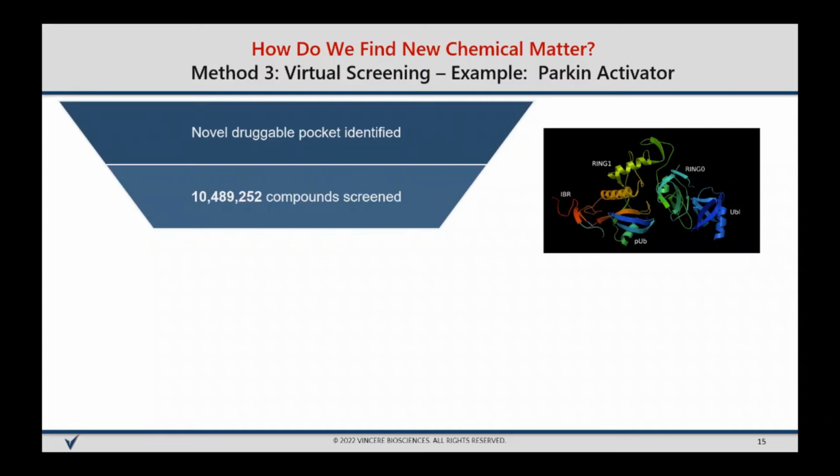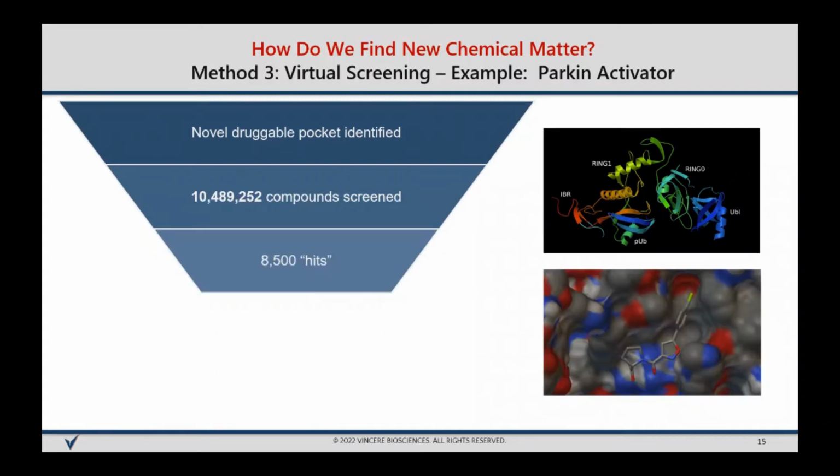Then we curated a library of over 10 million small molecule compounds that are commercially available and fit a good drug-like profile. They have all of the properties that would make them likely to be druggable. They don't have any structural alerts. They're not known to be toxic, things like that. And then we ran a simulation where we tried many iterations of different conformations of sticking each of those 10 million compounds into the pocket that we predict would be effective on Parkin. When we did that, we had 8,500 small molecules that looked like they would bind to that pocket.